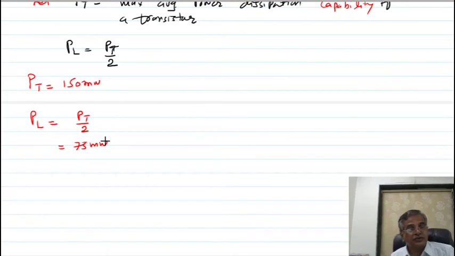Now somebody is asking you, can I deliver the 100 milliwatt power? No. What is your PT? Your PT is how much? This much. So you cannot deliver 100 milliwatt to the load. At the most, how much can you deliver? Half of this.